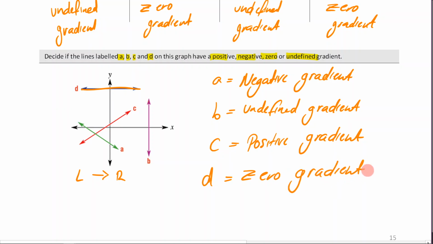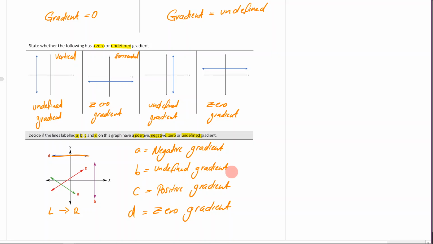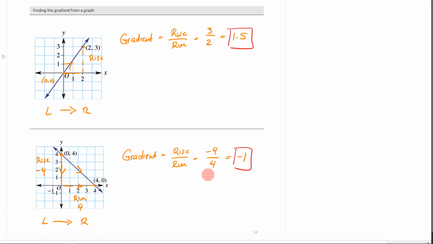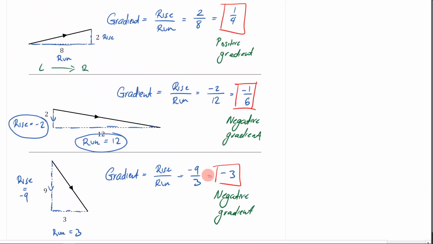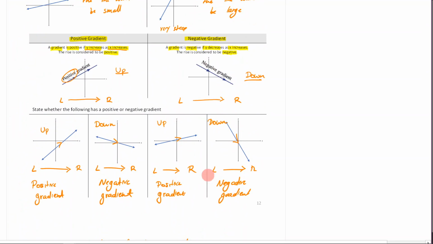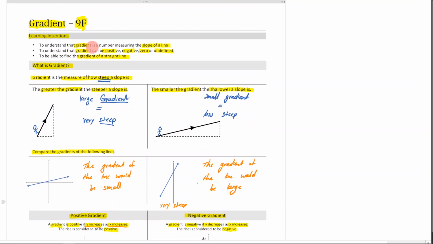And that is everything for gradients. Hopefully you feel confident with this idea. What I now need you to do is begin your exercise, which is, if we scroll all the way to the top, look how many notes we went through just then. Madness. It is 9F. Good luck, and make sure you ask me any questions if you get stuck.